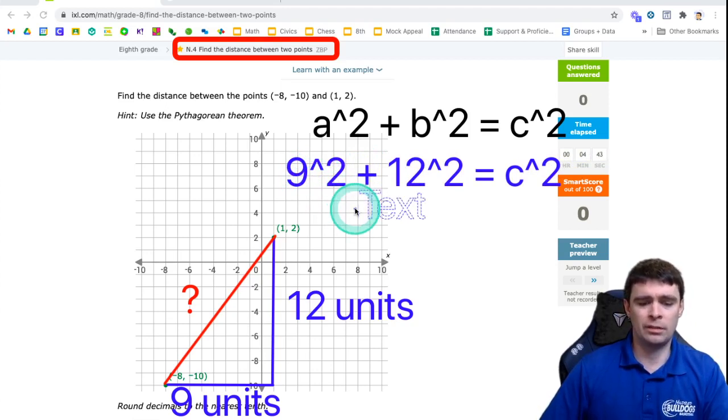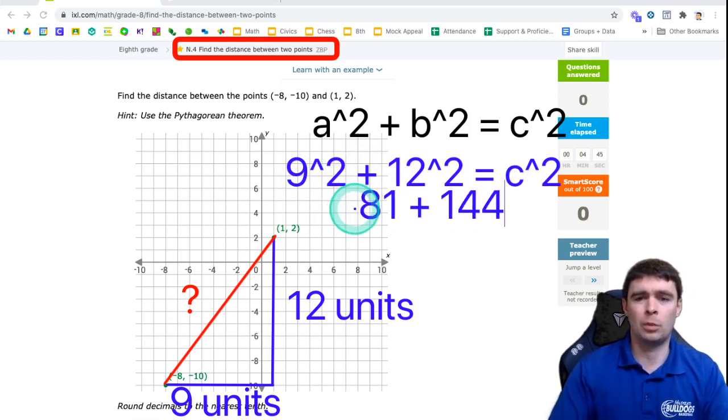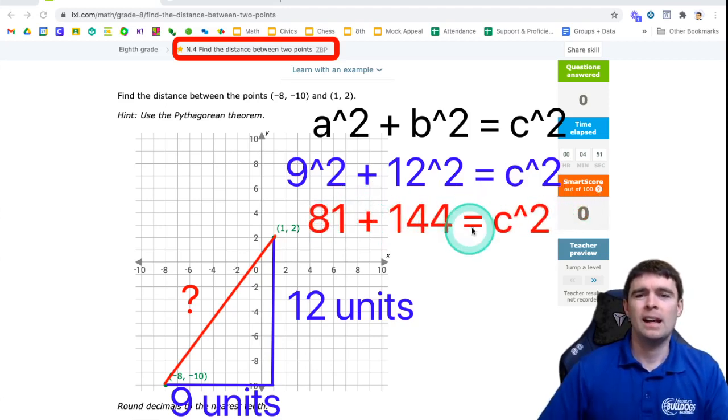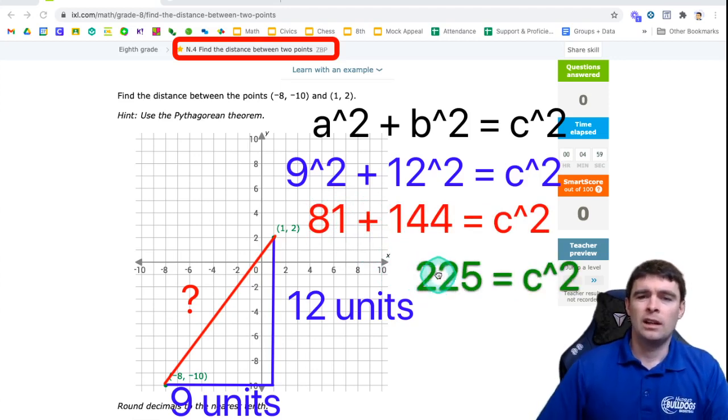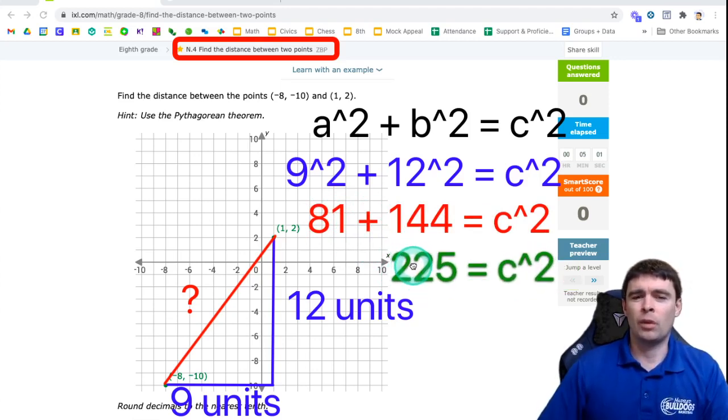So we see here this really just becomes 81 plus 144 equal to c squared, and we've got that in red now. I add those 2 sides together, 81 and 144, and that gets me to 225, which is equal to c squared. Some of you might have seen this 3, 4, 5 triangle, or in this case 9, 12, 15 triangle. They multiplied everything by 3 here.